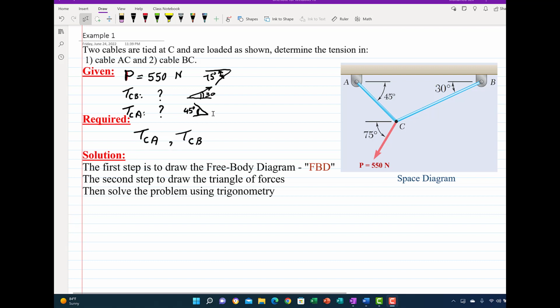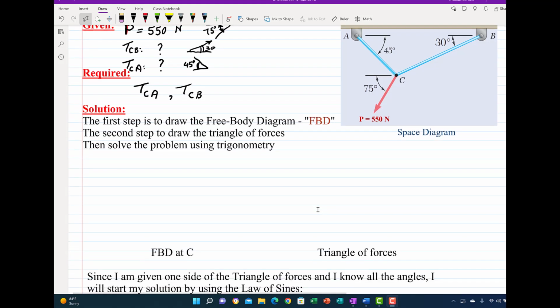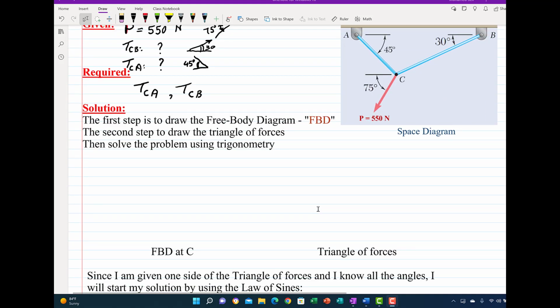So now let's practice what we learned. The first step is to start drawing the free body diagram. This is the space diagram, which tells you what the problem is. Now we're going to draw the free body diagram, and to draw it we concentrate on the point of interest. I see that the point of interest is point C, where all the forces are acting.